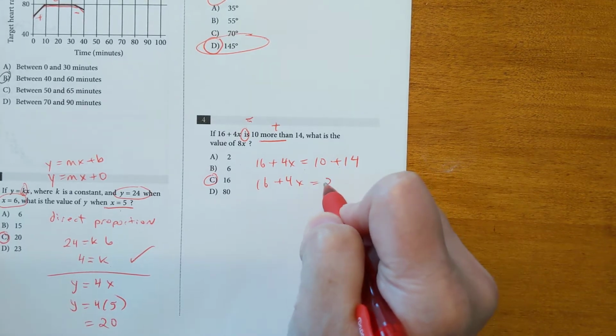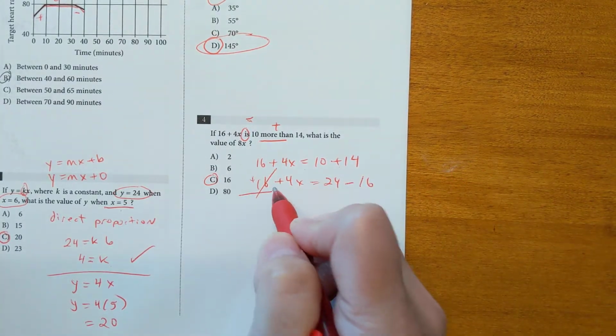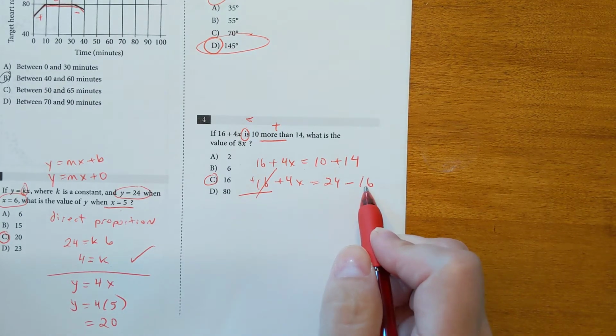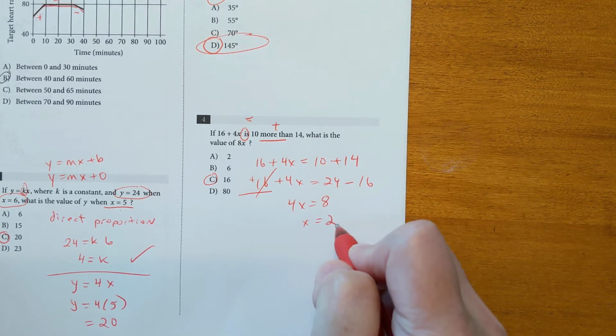10 and 14 is 24. Move the 16 over. It's positive 16, so when you move it over, it becomes minus 16. And then 4x equals 8. So x is equal to 2.